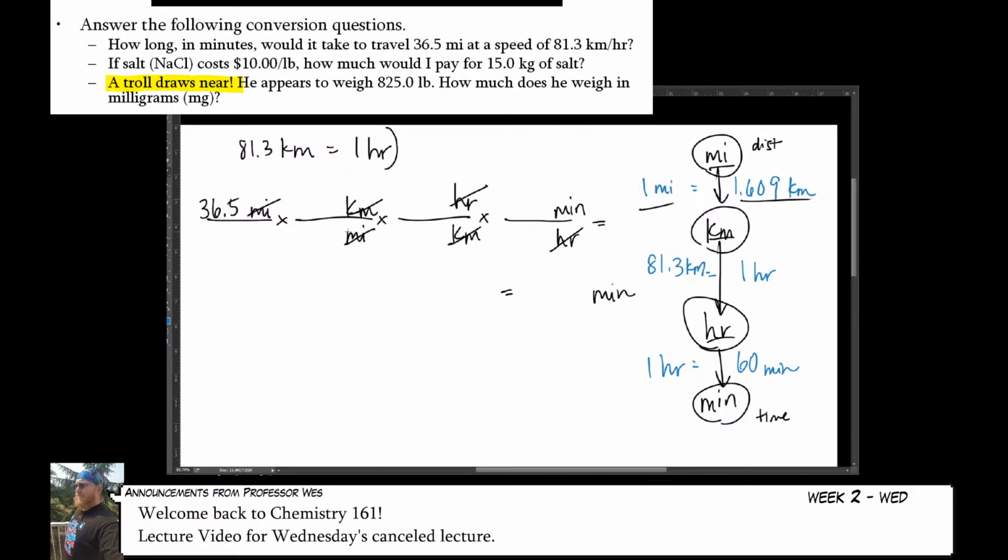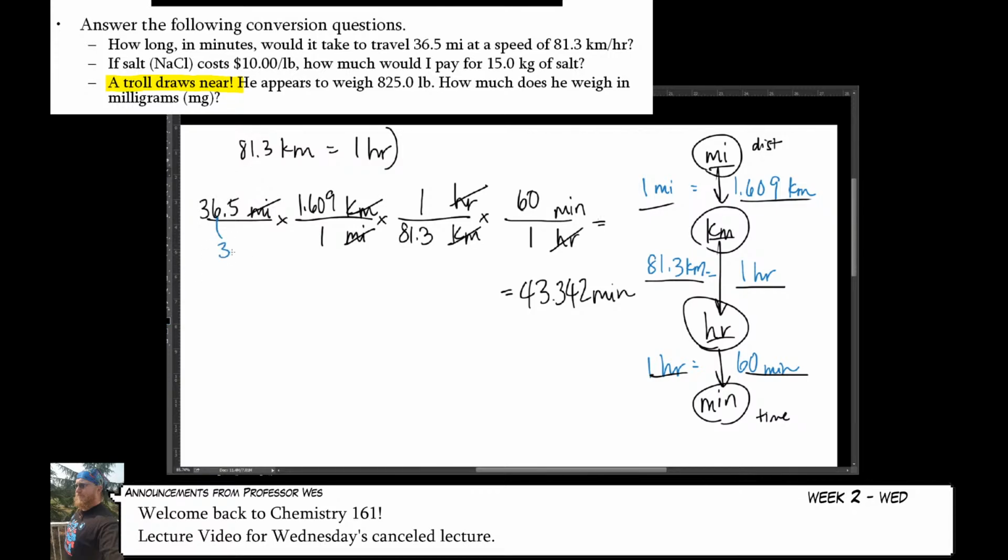1 mile, 1.609 kilometers, so I'm going to enter those in. 81.3 kilometers in 1 hour, so 81.3 kilometers per hour. I'm just matching them up. That's all you got to do. And then 1 hour is 60 minutes. Type it all in. 36.5 times 1.609 times 1 times 60 divided by 81.3, 43.342. That's enough sig figs, right?